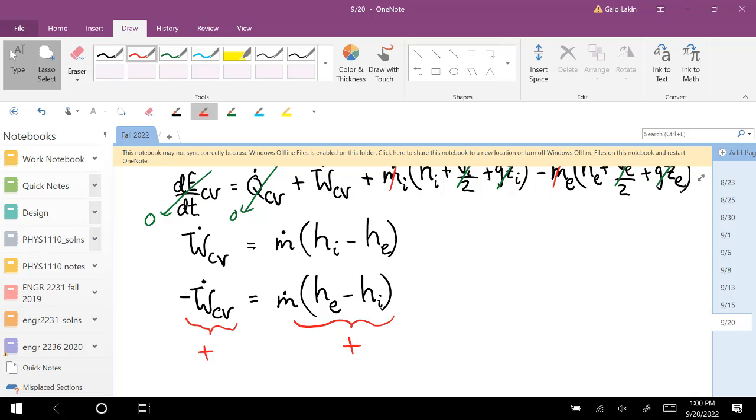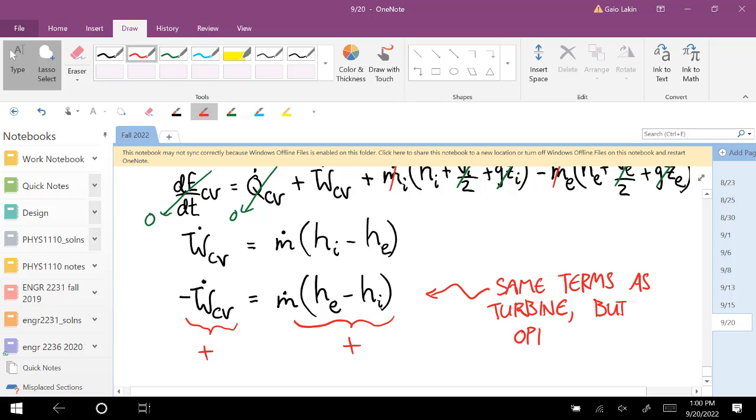These are actually the exact same terms that we had with the turbine, just exchanging enthalpy for work. The difference is that with the turbine, you're getting work out, and for a compressor or a pump, you're doing work to create the change in enthalpy. So this is the same terms as for the turbine, but it goes in the opposite direction.